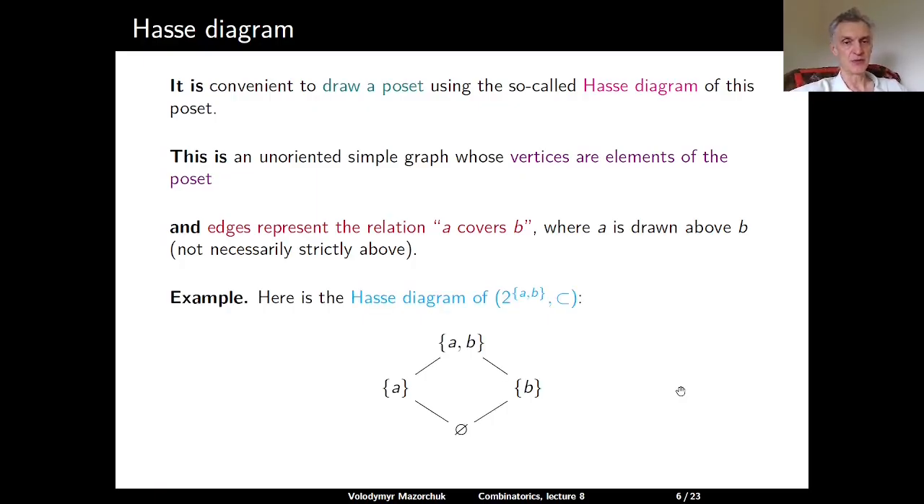So here's an example. This is the Hasse diagram of the Boolean of the two-element set consisting of a and b with respect to the inclusion order. The smallest element here is the empty set. The singleton {a} covers the empty set, and the singleton {b} covers the empty set, so therefore we draw it like this. And the set {a, b} covers both {a} and {b}. And then this gives us the complete structure of this partially ordered set.